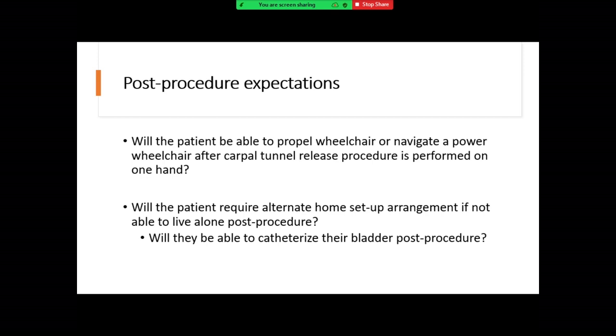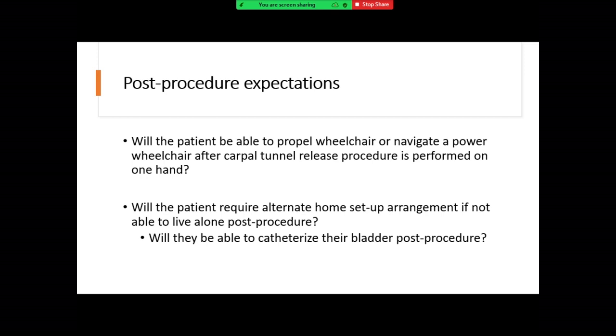Work together with a nurse or a social worker or a care manager to help with information, or work with their therapist to help brainstorm and problem solve what we can do to make sure it's a successful outcome. Like we talked about, will they be able to propel their wheelchair if they're in a splint? What restrictions will they have post-procedure? And will they require an alternate home setup arrangement if they're not able to live alone post-procedure? Is there a temporary setup they can have in a skilled nursing facility or in a rehab unit, or have home health come in more often to help with wound care?